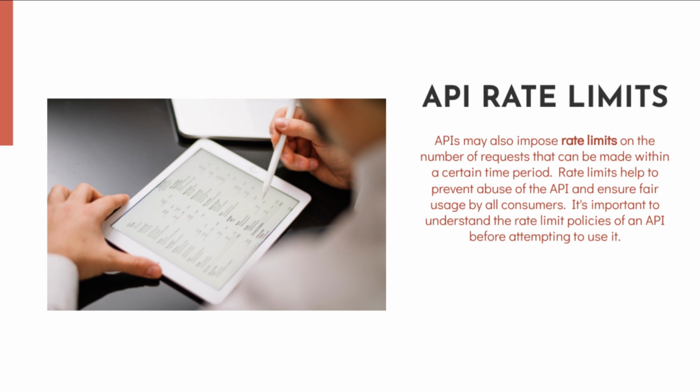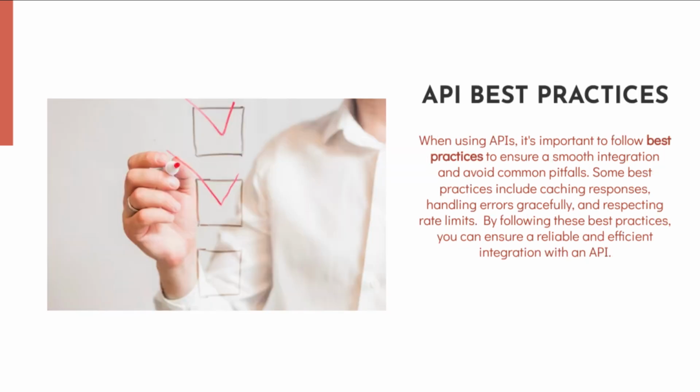HTTP status code, a numeric code that indicates the status and outcome of the request. Common status codes include 200, OK; 201, created; 400, bad request; 401, unauthorized; 404, not found; and 500, internal server error. Headers provide additional information about the response, such as content type, caching directives, or rate limits.